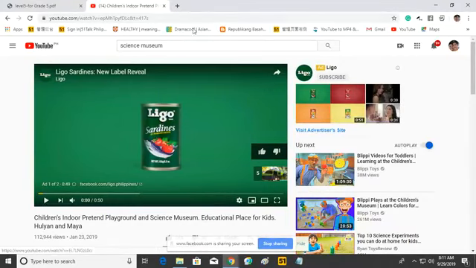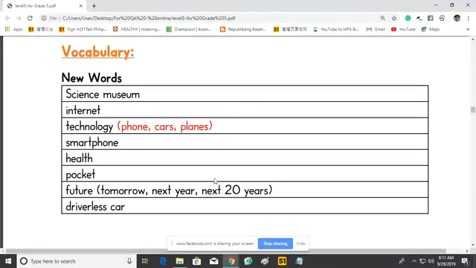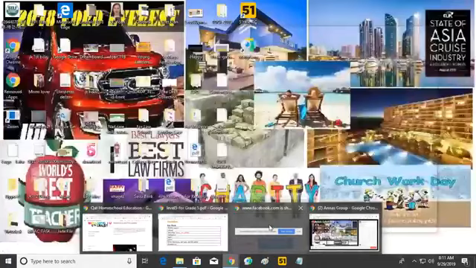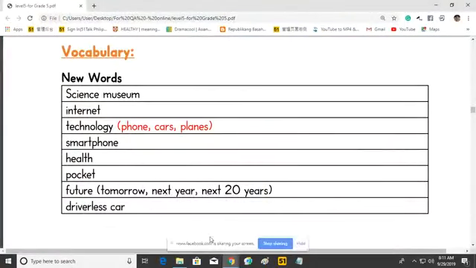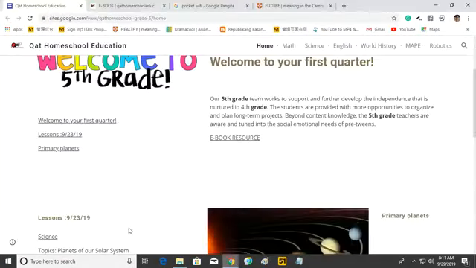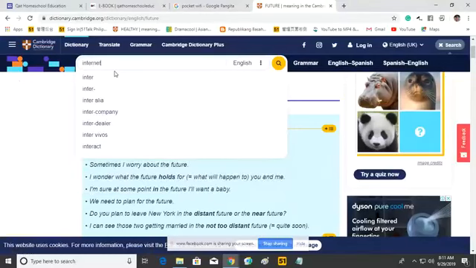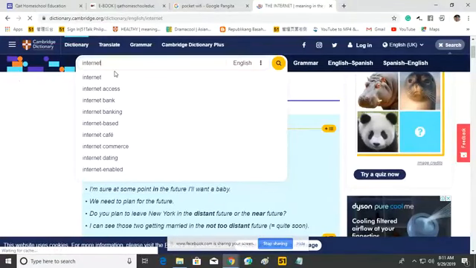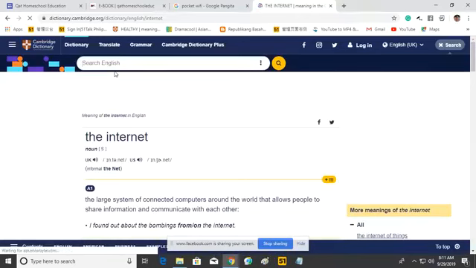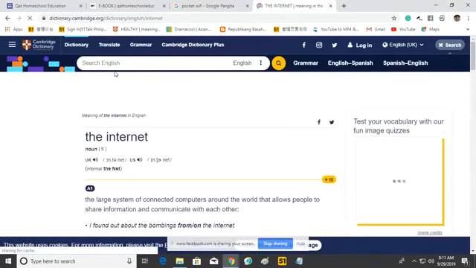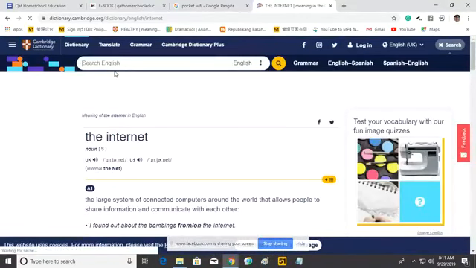Science museum. So that is an example of a science museum. Now let's talk about internet. So let's try to read the meaning for internet. So when we say internet, let's type it down. That is what we are using right now. So I am using the internet to have class with you. And you are also using the internet to watch me.